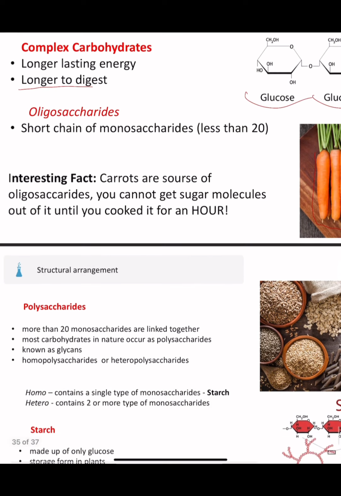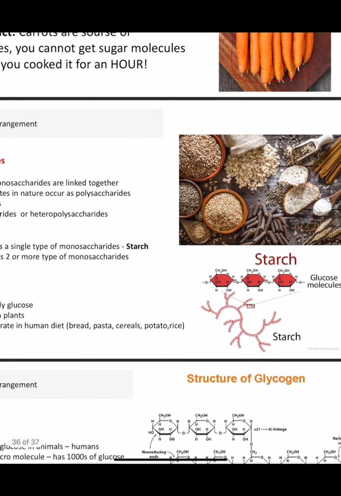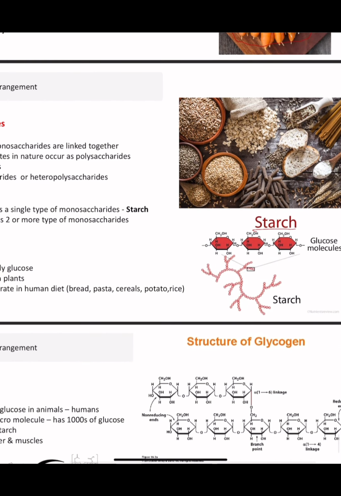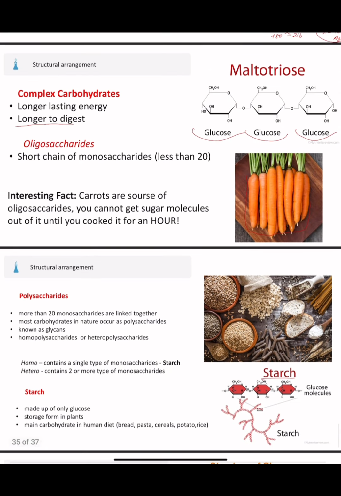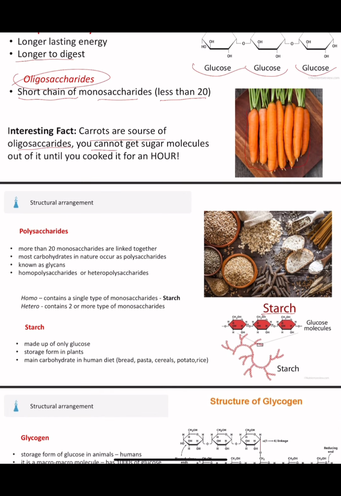And which is why the more complex they get, the harder it is for us to digest. For example, the starch is even more complex. So you guys need to kind of go through this short chain of monosaccharides, meaning if you have less than 20 monomers, it's called oligosaccharides, okay? You need to know this stuff. Carrots are a source of oligosaccharides. You cannot get sugar molecules out of it until you cook it for an hour. So that's why you cook it, and that's when the sugar is coming out. Like, it breaks down into glucose.